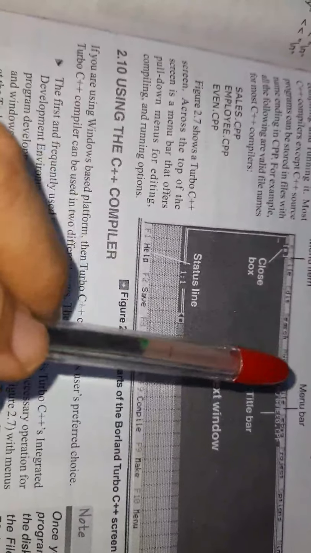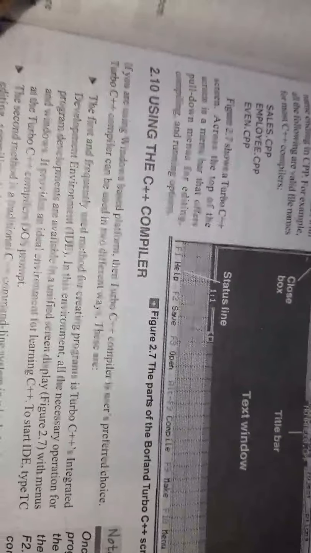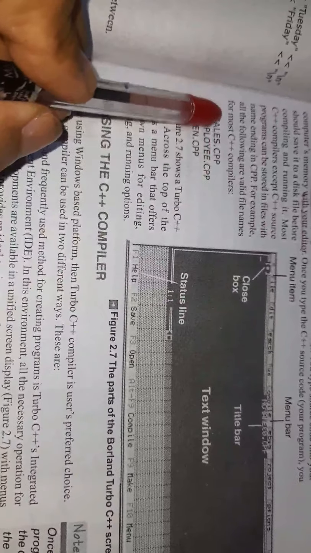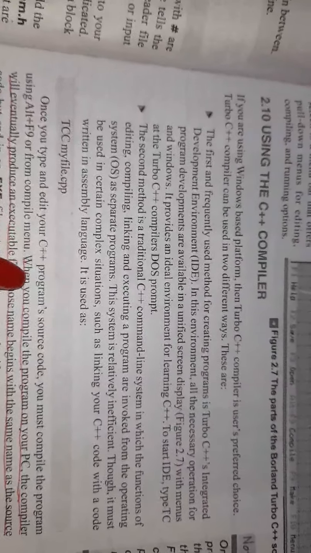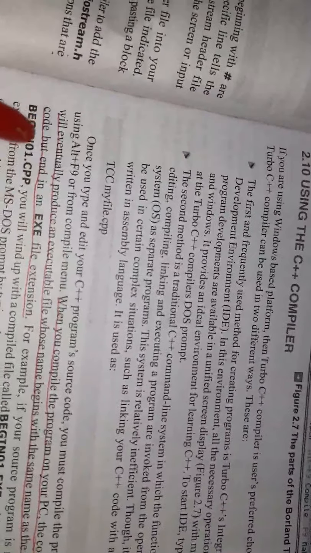If there's no error, then during the compilation time the compiler will create an object code, that is obj. Suppose the program name is sales.cpp, or in this particular case begin1.cpp. While you're pressing compile, if it is successful, a message will pop up saying success. What it does is it creates an object file. The object file is the same as this begin1.cpp.